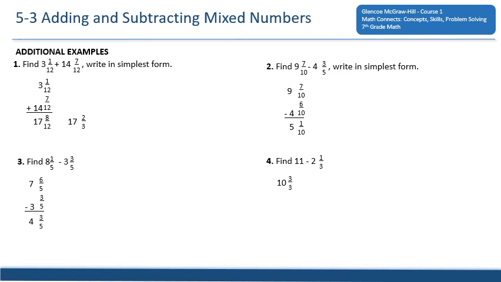11 minus 2 1/3. So we have a whole number 11 that we need to turn into a mixed number that equals 11. And we want a fraction with a denominator of 3 so that we can subtract 1/3 from it. So 10 and 3/3 is exactly the same value as 11. It's just restated so that we can subtract 2 and 1/3 from it. So now that we have like fractions, we can subtract 1 from 3, we get 2/3, and then we subtract 2 from 10 and get 8. And our mixed number is 8 2/3.